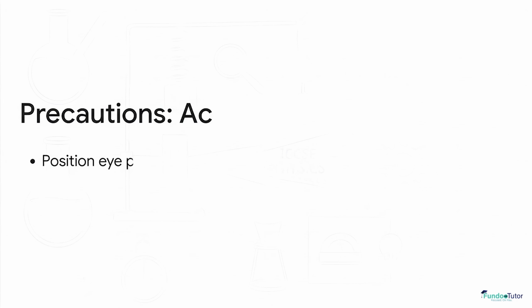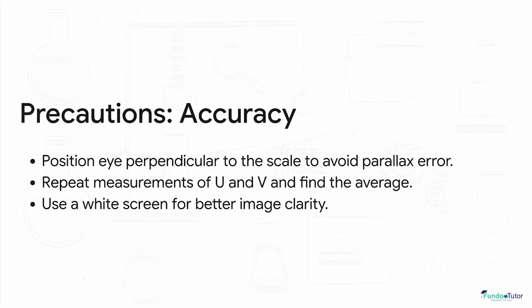The second set of precautions is all about the accuracy of your measurements. To avoid parallax error, when the reading looks different from different angles, always position your eye directly perpendicular to the scale. To make your results more reliable, repeat each measurement and then calculate an average. And finally, using a white screen actually helps you judge the sharpness of the image more clearly.